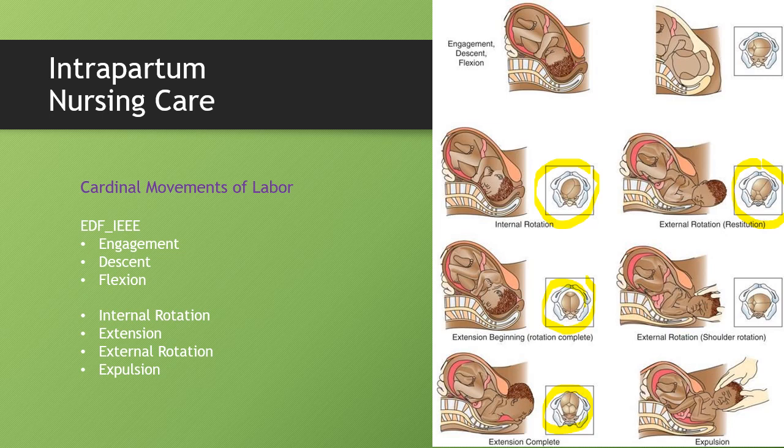And then there's this external rotation, a little bit like shifting to deliver the shoulders. So we're going to help guide that anterior shoulder down and then the posterior shoulder up. So we have this external rotation, and then we have expulsion of the baby. And so once those shoulders are out, the baby usually delivers very quickly.